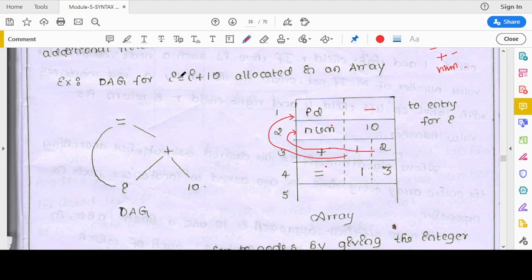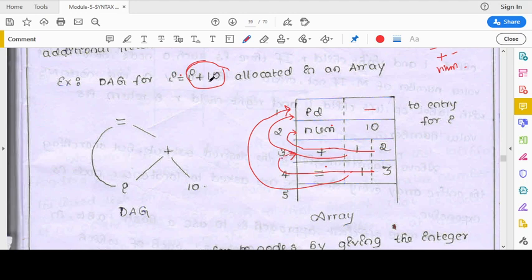Followed by, I have equal to's left child is I. So it has its reference here. So the right is the complete term of I plus 10. I plus 10 is actually this plus, right? So I plus 10, that is 1 plus 2. This plus will be referred, that is index 3 will be referred.